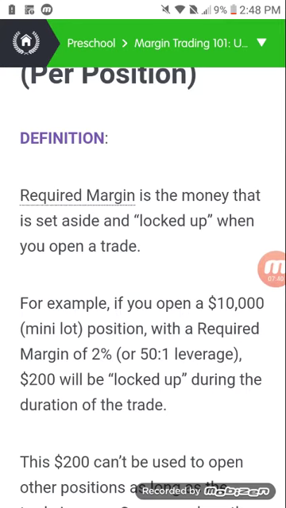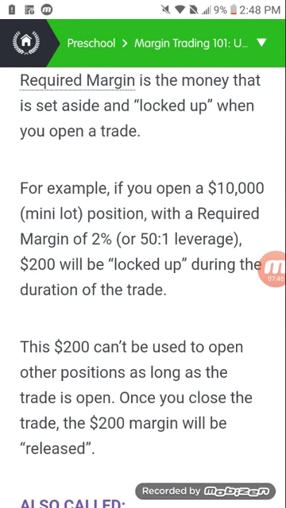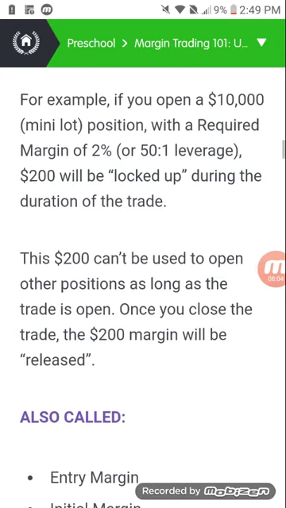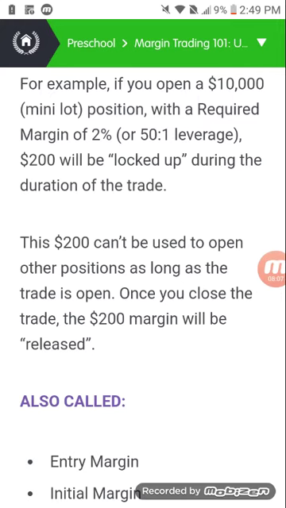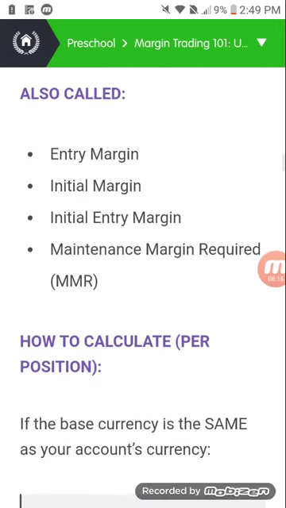Required margin per position. The definition of required margin: required margin is the money that is set aside and locked up when you open a trade. For example, if you open a 10,000 mini lot position with a required margin of 2%, or 50:1 leverage, $200 will be locked up during the duration of that trade. That's the required margin for that trade, 2%. This $200 can't be used to open other positions as long as that trade is open. Once you close that trade, then the $200 margin will be released and you can open new trades. It's also called the entry margin, the initial entry margin, or maintenance margin required.